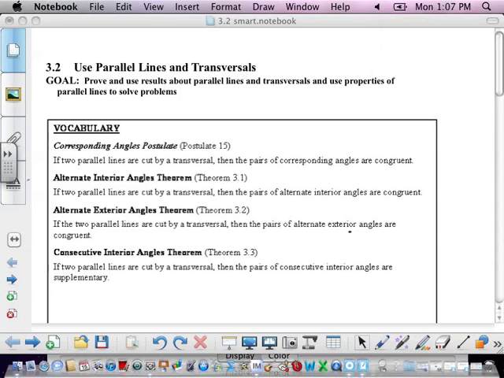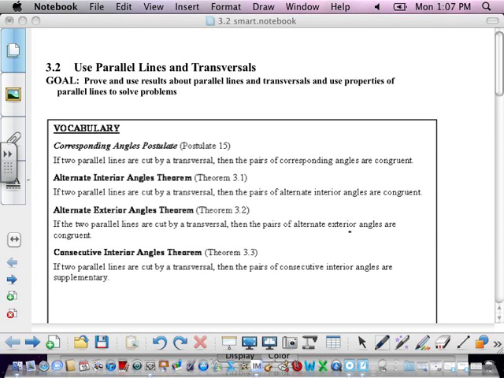Ladies and gentlemen, we're looking at 3.2 notes using parallel lines and transversals. Okay, this is really important. These 1, 2, 3, 4 things are really important. We're going to be using them a lot. I want you to have a picture, the definition, and the word down on your postulate and theorem sheet. It's going to really help you out.